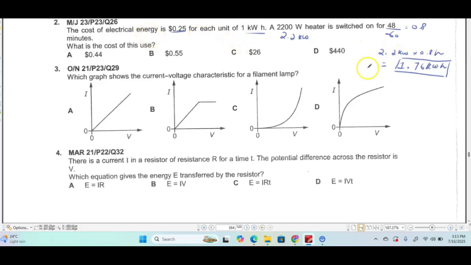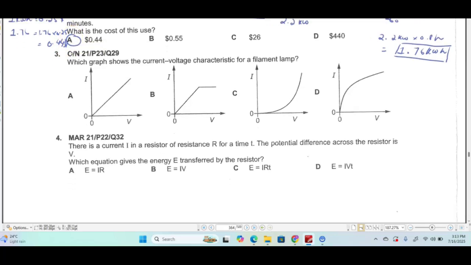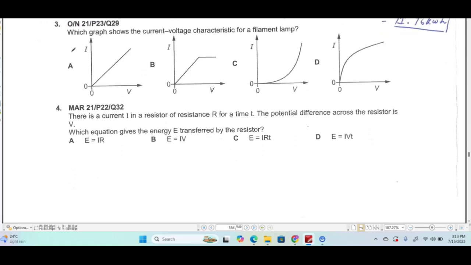Okay, so now it's going to be simple, just like we calculate the rate. 1 kilowatt hour, 1 unit is for $0.25, and we have 1.76, so that is going to cost us 1.76 into 0.25, and this is going to give us $0.44. So A is our correct answer. Almost all the energy questions are done like this.